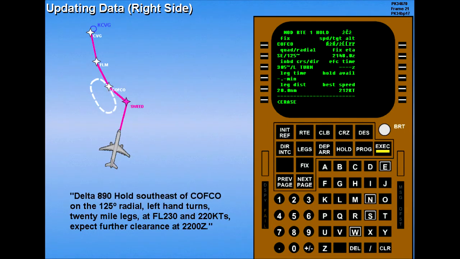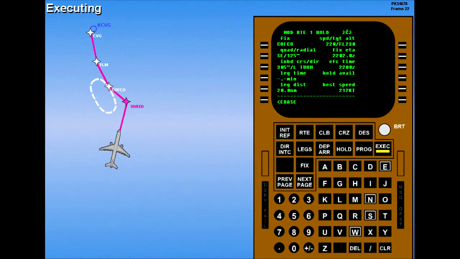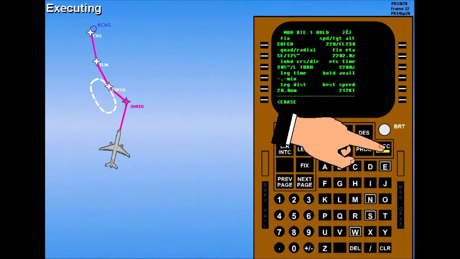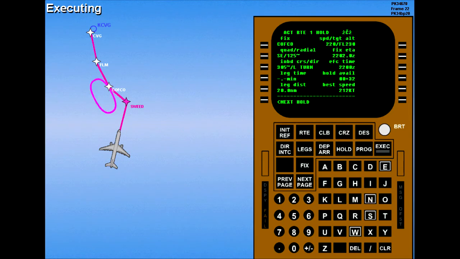To update the right side of the page, first enter the new holding speed and altitude over the computed figures. Next, if desired, enter the expect further clearance time. When an EFC time is entered, the fix ETA will update and display a new estimated time of arrival at the holding fix following the EFC time. Finally, execute the modification to implement and display the new holding pattern.